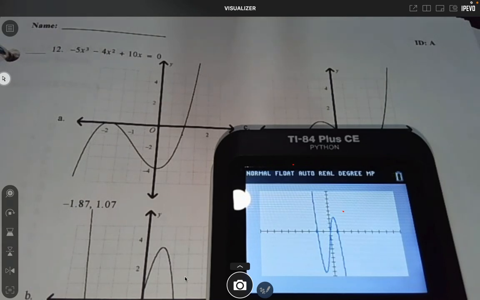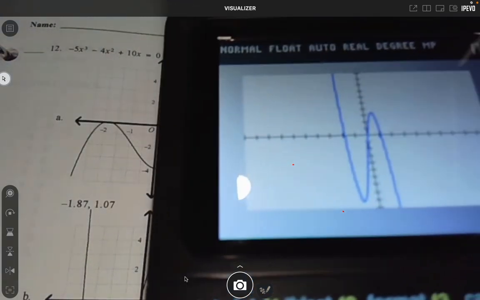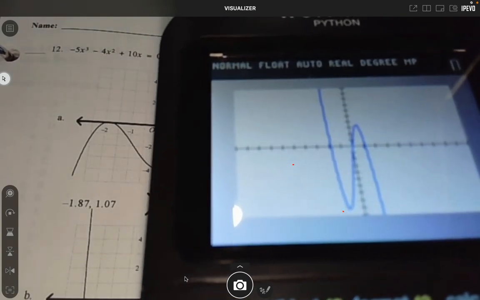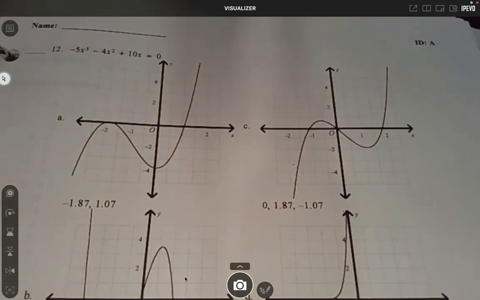How many answers do you think there are? How many times does it cross the x-axis? 3. So I should get 3 answers, okay? It looks like, what does it look like they are? It looks negative 2, 0, and 1.